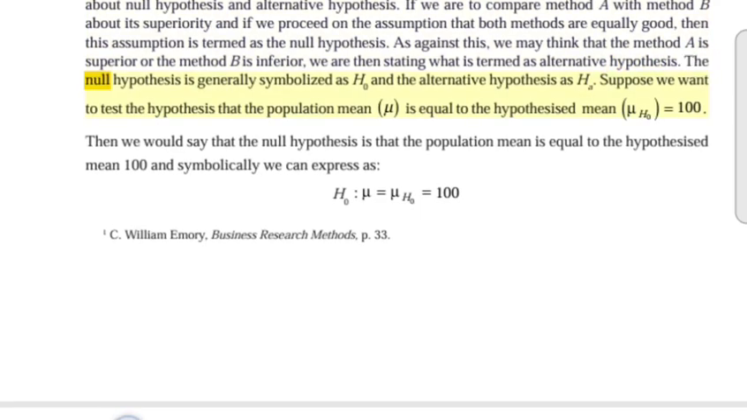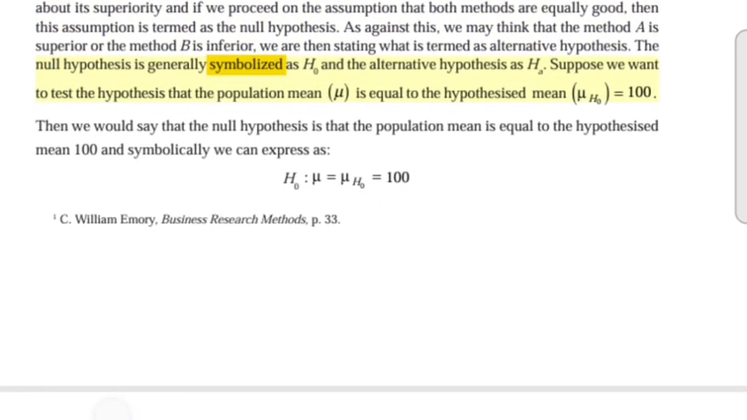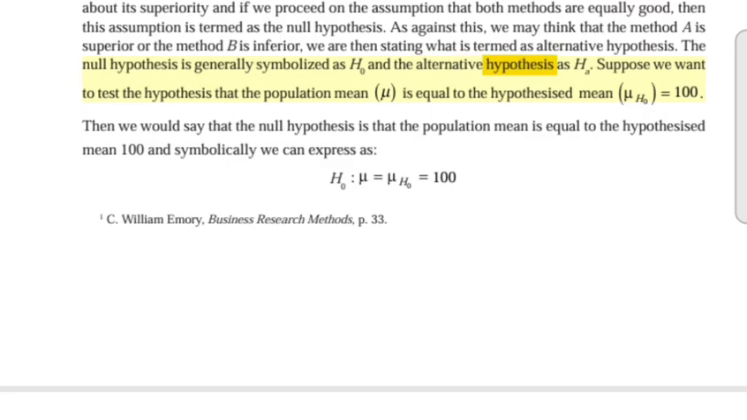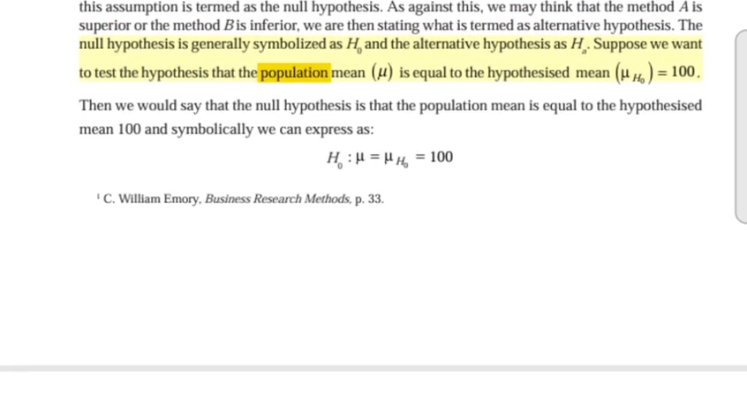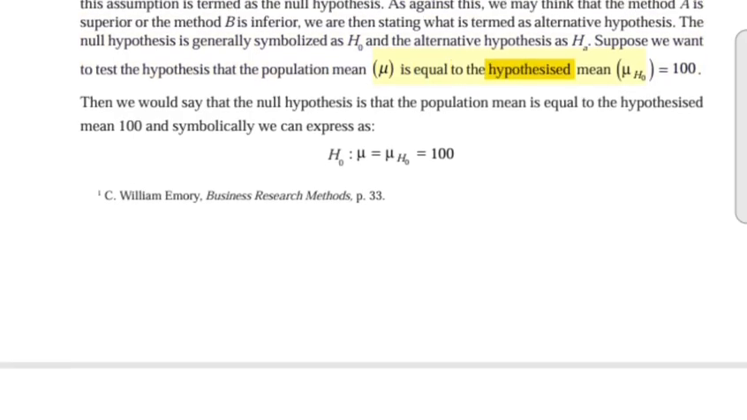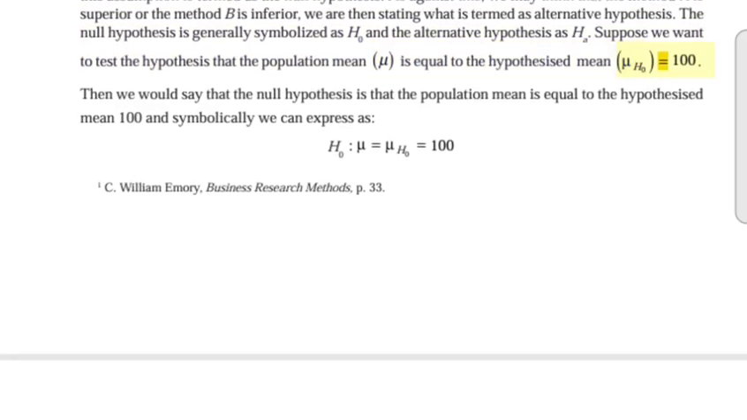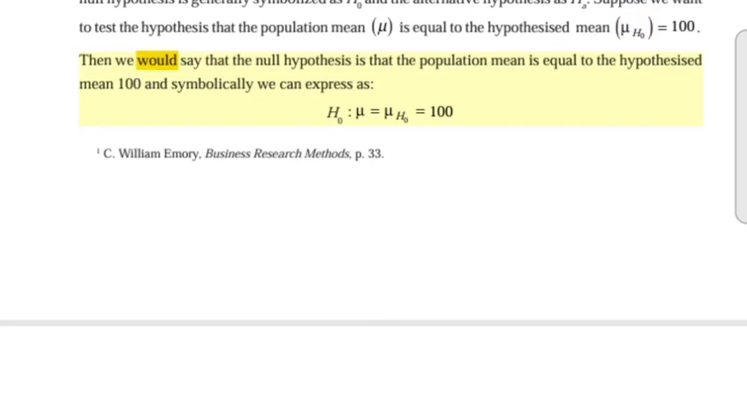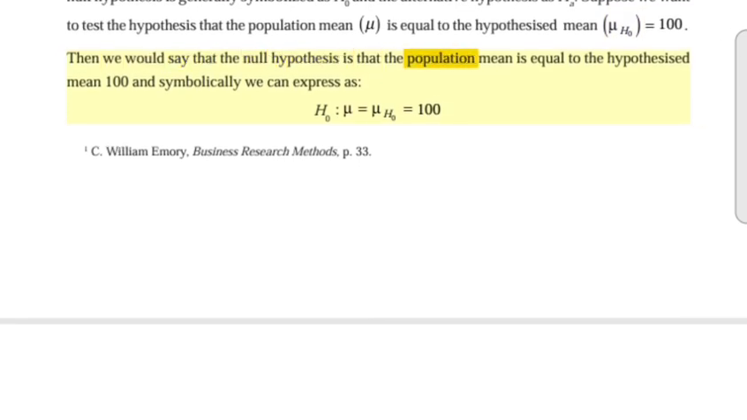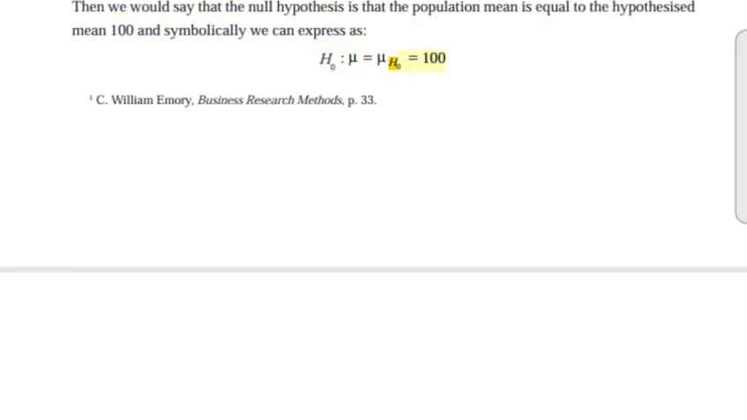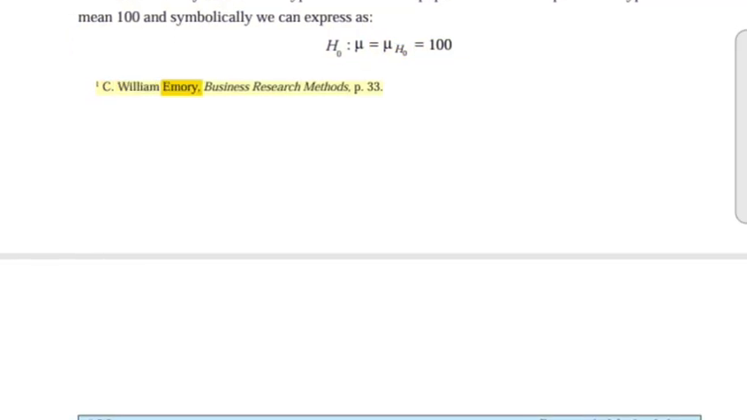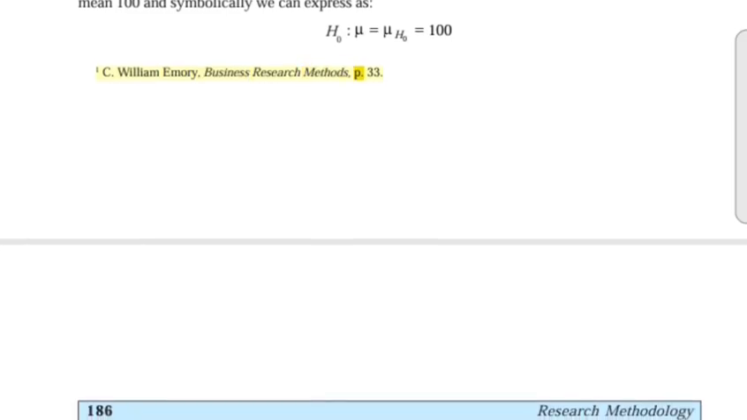The null hypothesis is generally symbolized as H0 and the alternative hypothesis as HA. Suppose we want to test the hypothesis that the population mean μ is equal to the hypothesized mean μH0 = 100. Then we would say that the null hypothesis is that the population mean is equal to the hypothesized mean 100, and symbolically we can express it as H0: μ = μH0 = 100. William Emery, Business Research Methods, p. 33.